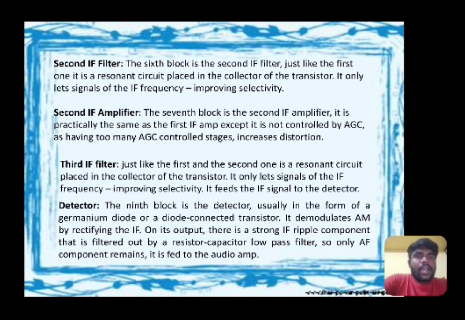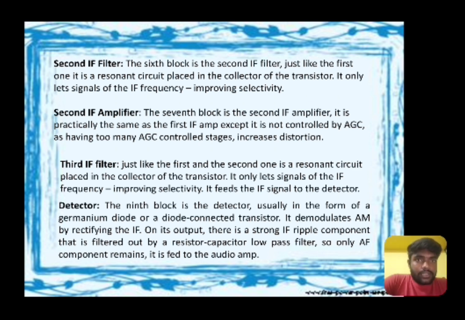The seventh block is the second IF amplifier. It is practically the same as the first intermediate frequency amplifier, except it is not controlled by AGC. This is the only difference, because having too many AGC-controlled stages increases distortion.